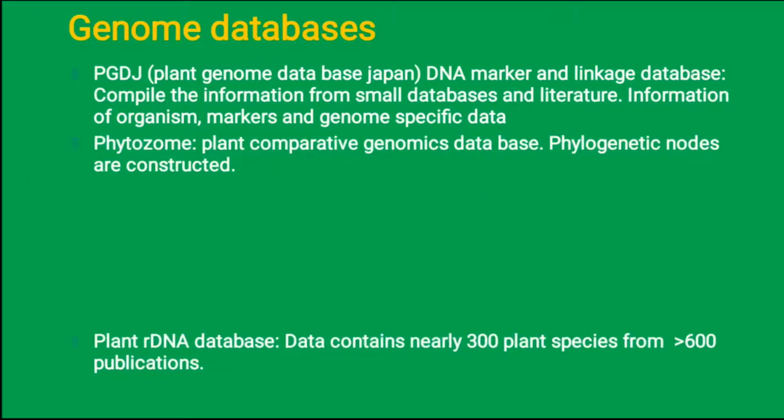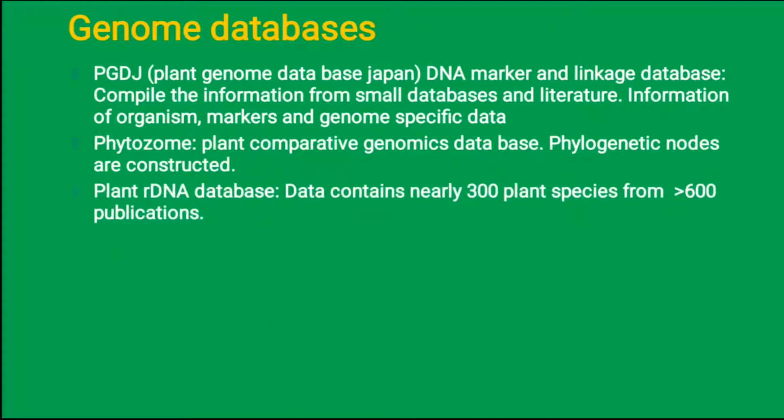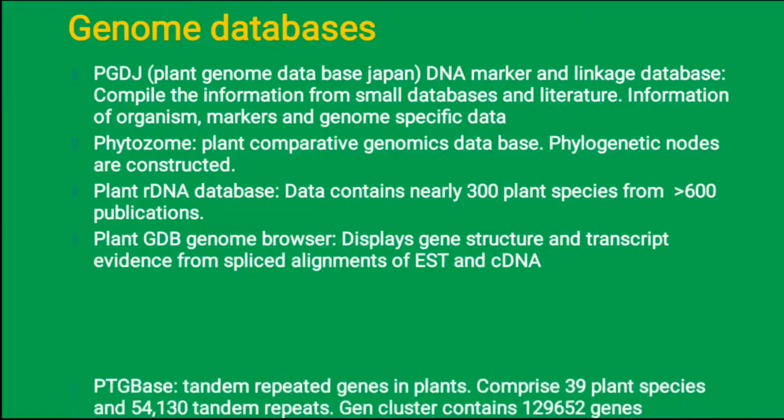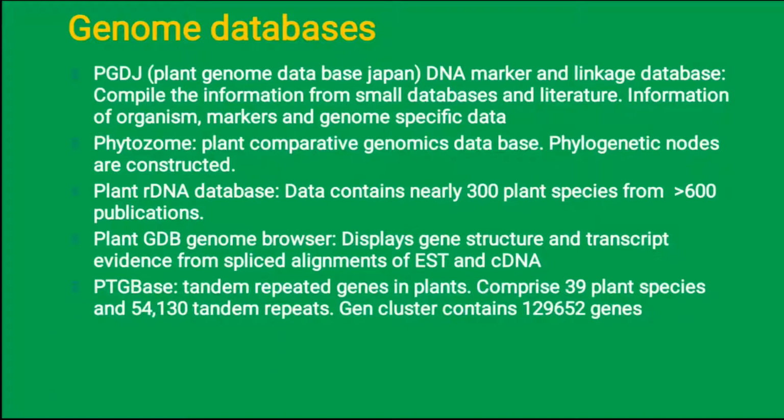Plant Genome Database Japan contains a wide range of DNA markers and linkage databases. It compiles information from small databases and literature, and information on organisms, markers, and genome-specific data. Another database is called Phytozome. It is a plant comparative genomics database used for phylogenetic node construction. And the Plant rDNA database contains nearly 300 plant species from more than 600 publications.